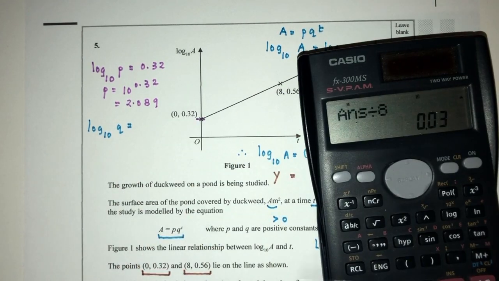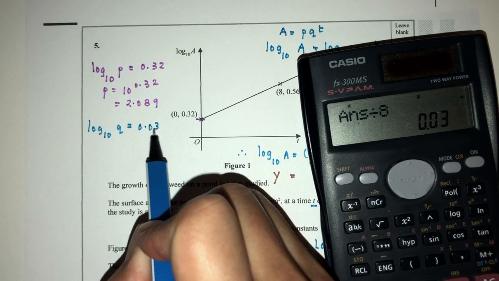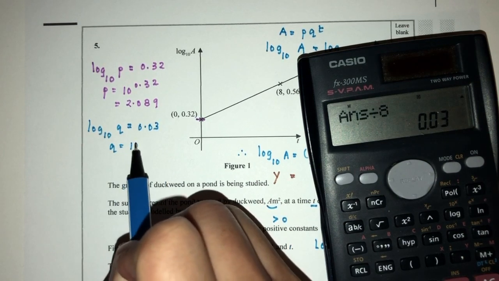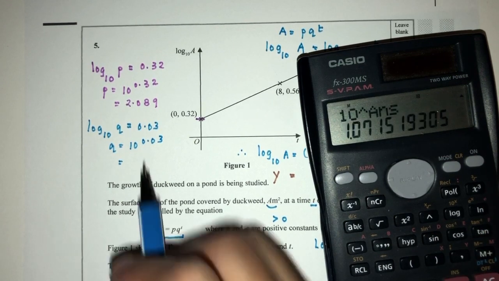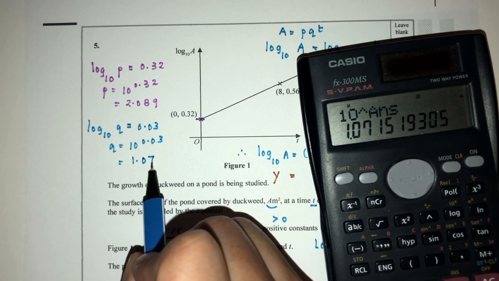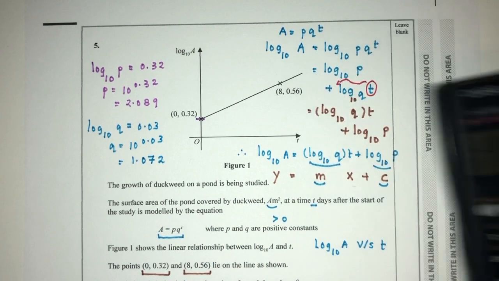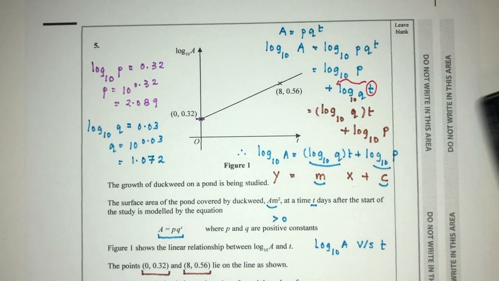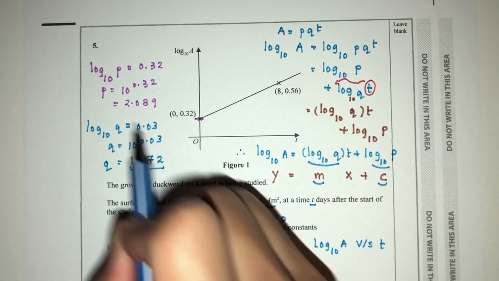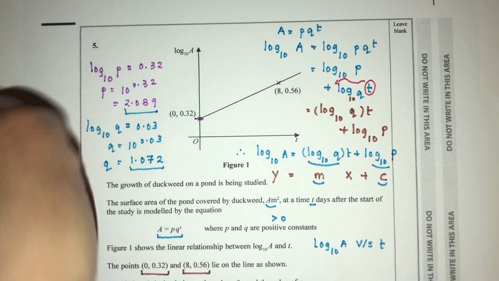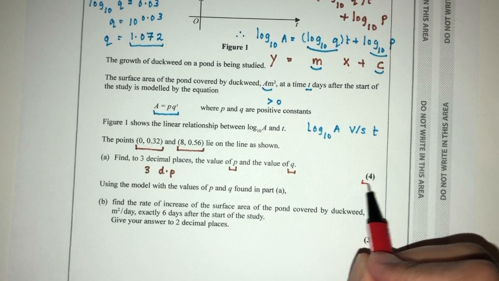That should be 0.03. So q has to be 10 power 0.03. That will be what? 1.072, correct to 3 decimal places. So this will be the value of p and q found as follows for those 2 values, and that will be 4 marks for you, which is pretty good.